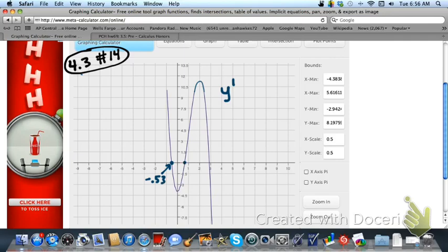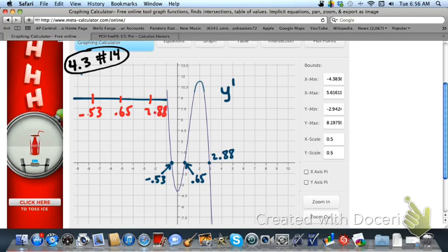The next zero is at 0.65. And the last zero is 2.88. Okay. And so once we have the zeros, we can conduct our f prime test the way we normally do. We have our negative 0.53, we have our 0.65, and we have our 2.88.